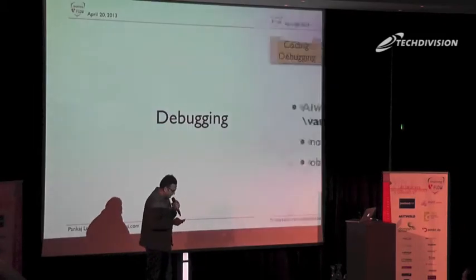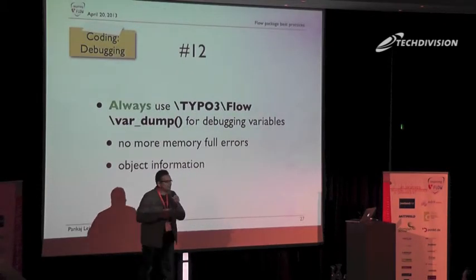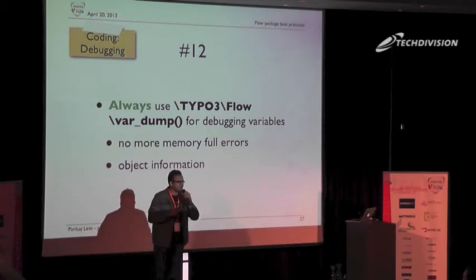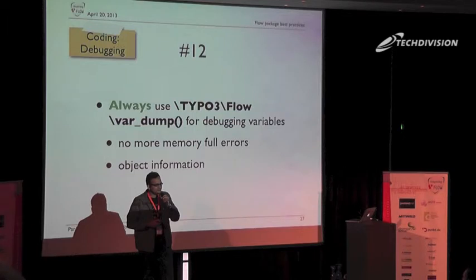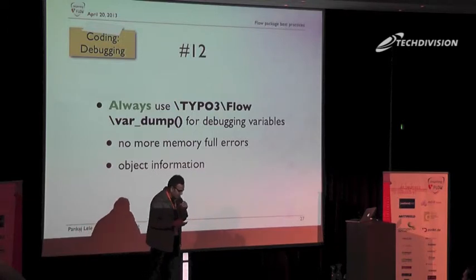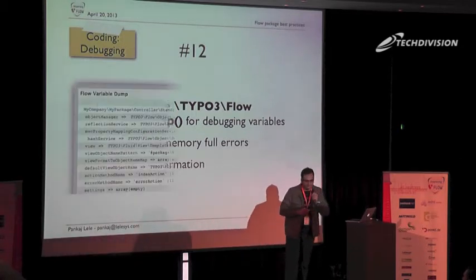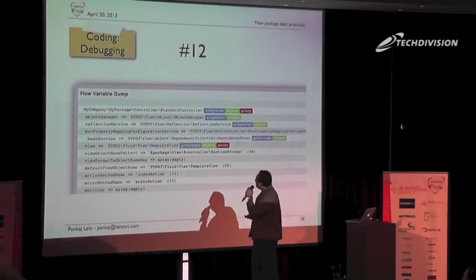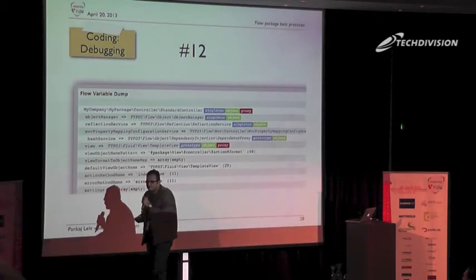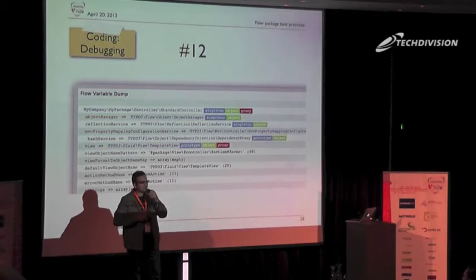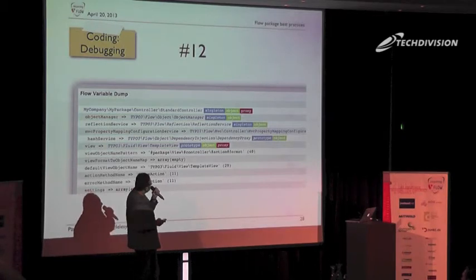Okay, next is debugging. When you want to see some output of a variable, like what the variable contains or what type of variable it is, if you use var_dump from native PHP, generally you will not see anything, you will just see a blank page. So instead you can use this custom var_dump from Flow. The further benefit is that you will no longer have any memory out errors, and you will also get more interesting object information like this, where you can see different color-coded things, like whether the object is a singleton or has a proxy class or not.